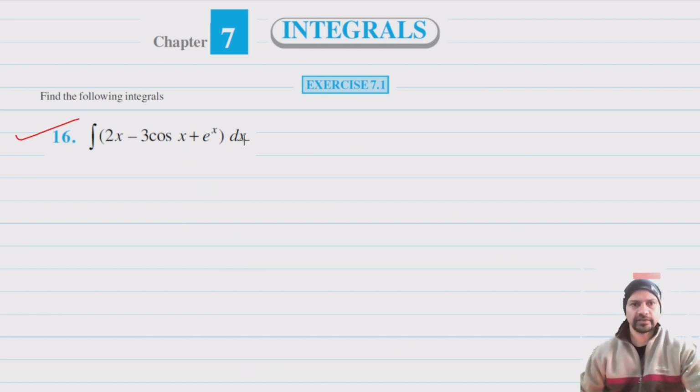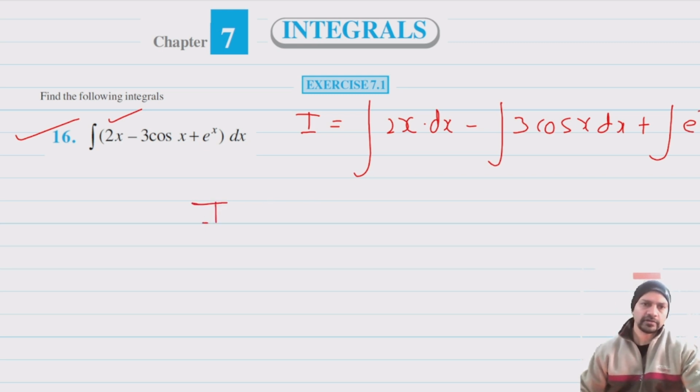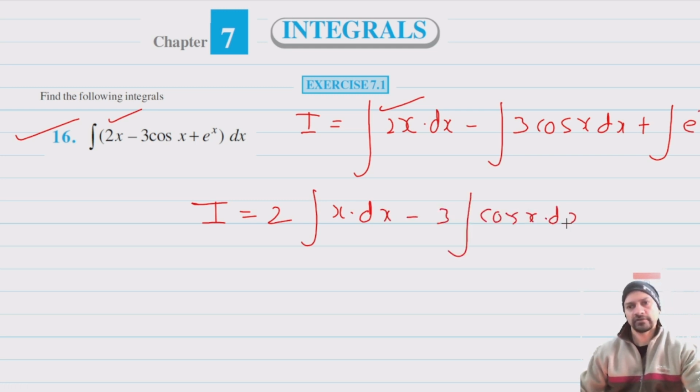So for question number 16, we have to find the integral. And let's say our integral is I. And let's separate these integrals. It should be integration of 2x into dx minus integration of 3 cos x into dx plus integration of e raised power x into dx. And now this 2 is constant, so it's out. The integration of x into dx, 3 is constant, it's out. Integration of cos x into dx, and integration of e raised power x is e raised power x. So let's put the value.